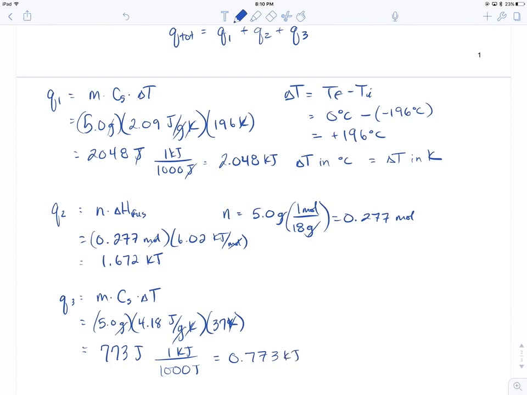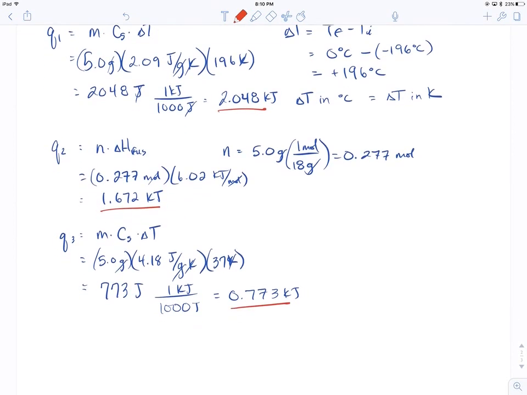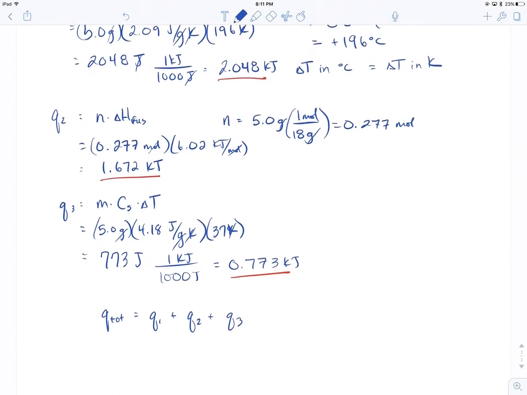So we have our numbers for step 1, step 2, and step 3, and we're ready to add them up. Q total is equal to Q1 plus Q2 plus Q3. So 2.048 kilojoules plus 1.672 kilojoules plus 0.773 kilojoules. This all adds up to 4.49 kilojoules.